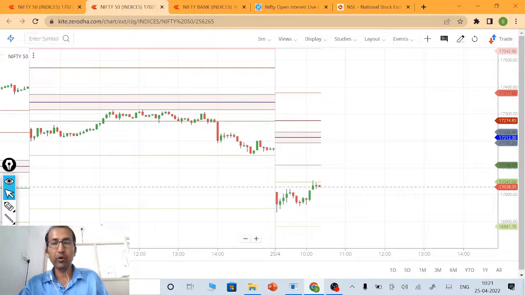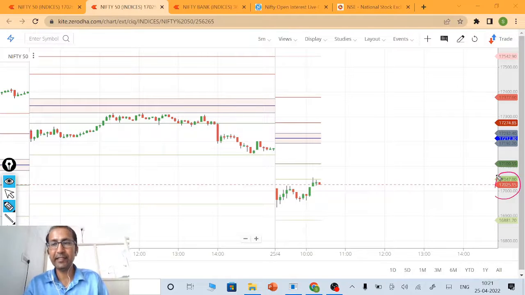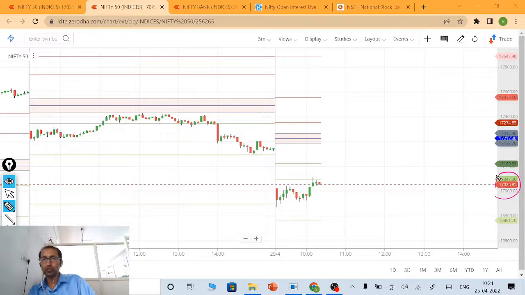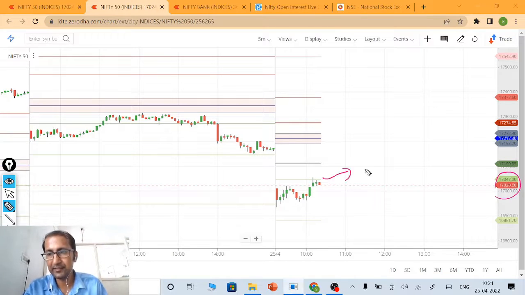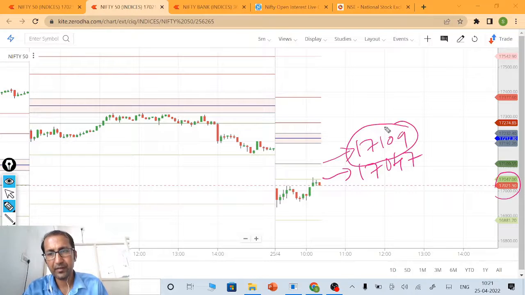Now it is already above 17,026. So market may try. Now it is at a very important resistance, 17,047. The next resistance will be 17,109. So market may try to make another move upwards to 17,100, and 17,100 would be ideal time to short Nifty for a target of 16,880.